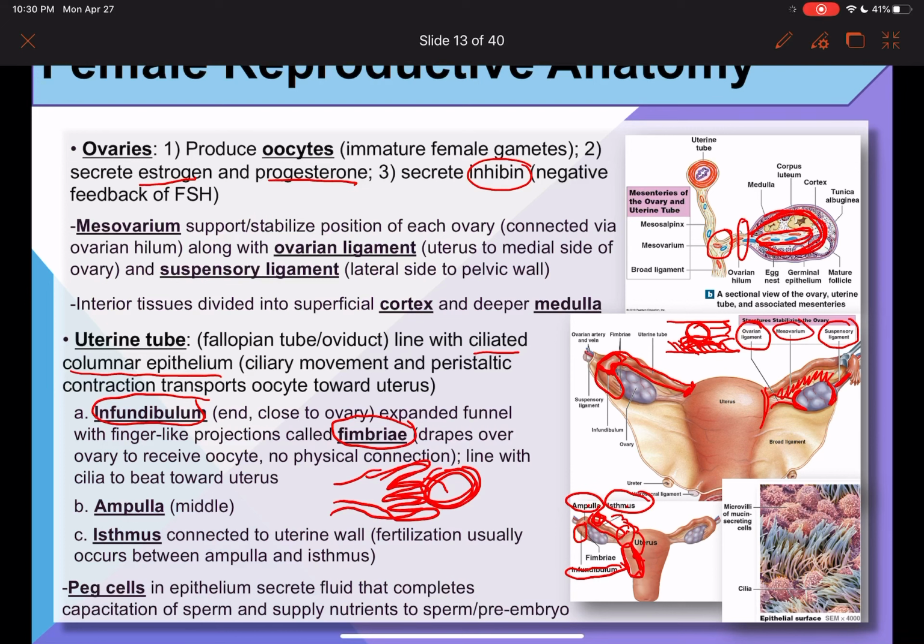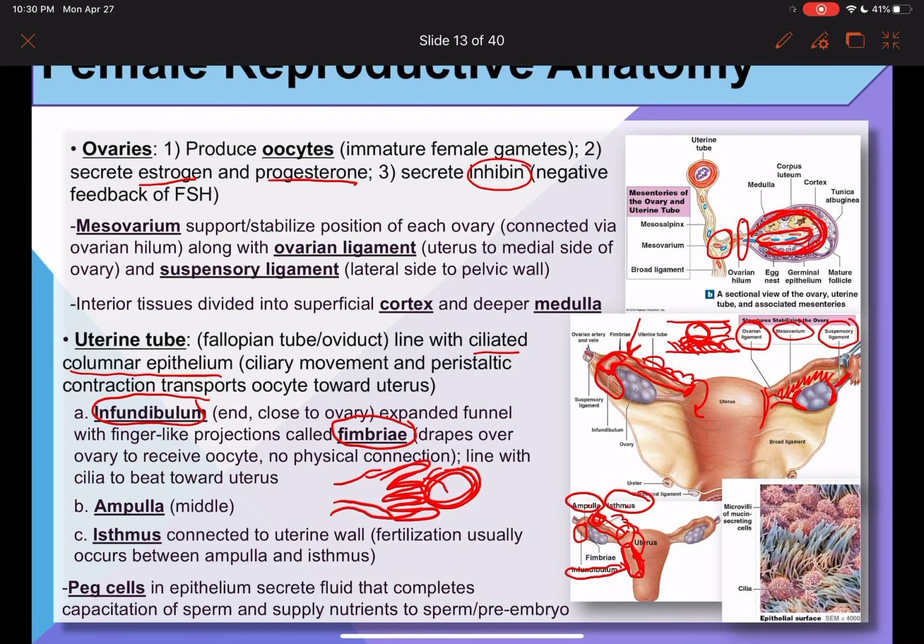So in order for that embryo to have time to mature before it implants into the wall, you have to have enough distance for that embryo to grow correctly. Okay, so that's why usually optimally you want the fertilization to happen somewhere around there.